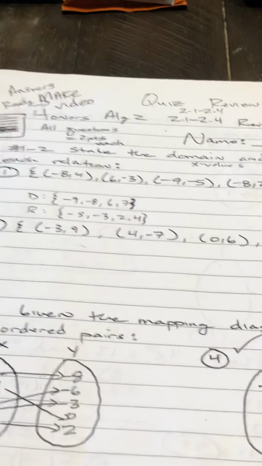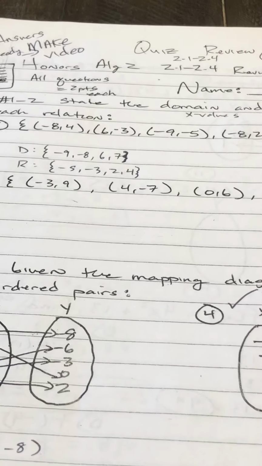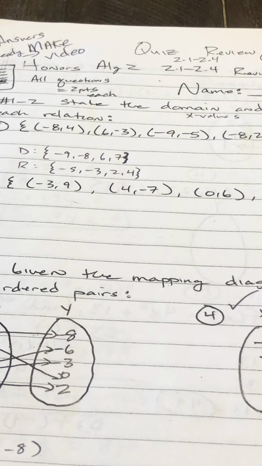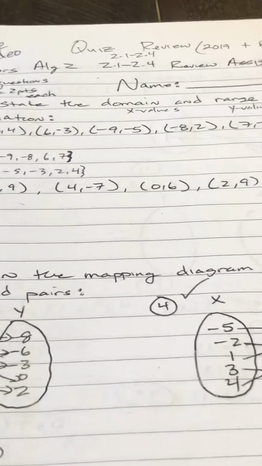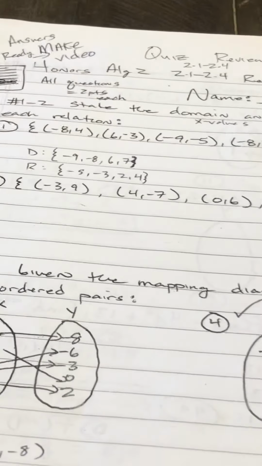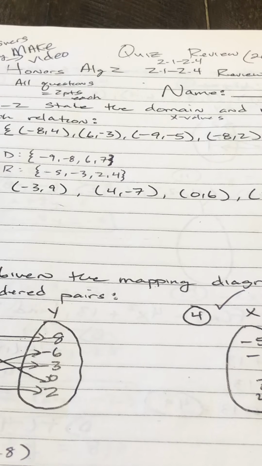So first one, again, I'm using my phone here to make this video. It uploads a lot quicker than my iPad for whatever reason, so the screen's not massive. Anyway, given those values of the domain, try to go in order. That's all the x values: -9, -8, 6, and 7. The range is -5, -3, 2, and 4.